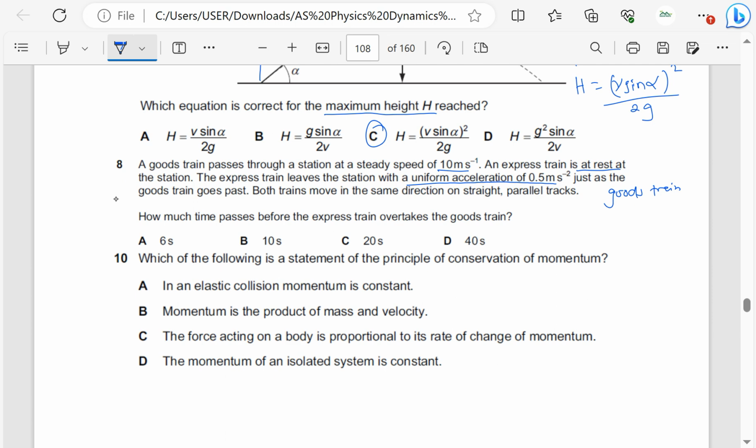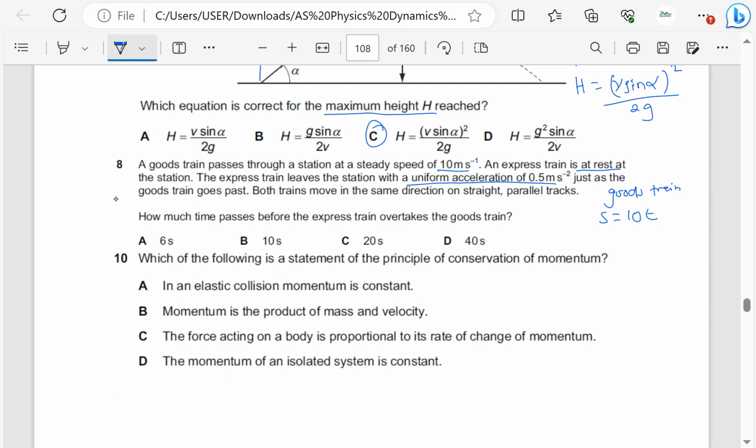How much time passes before the express train overtakes the goods train? The distance traveled by the goods train, S, is going to be speed times time. I will call that time t for the goods train.